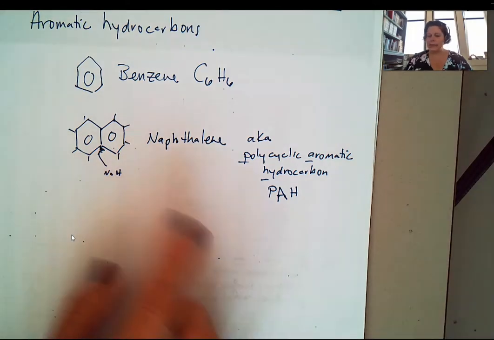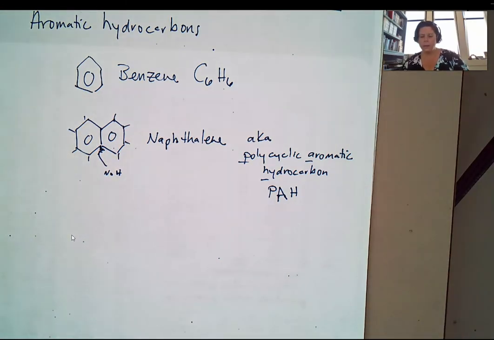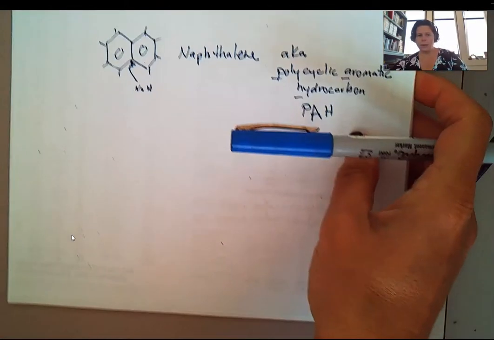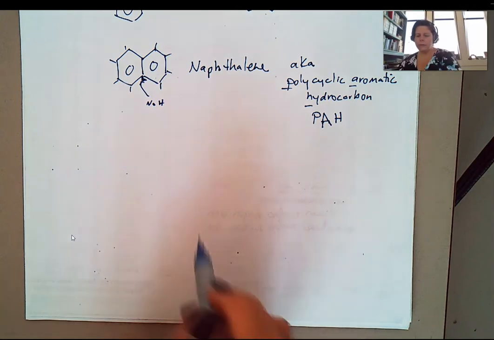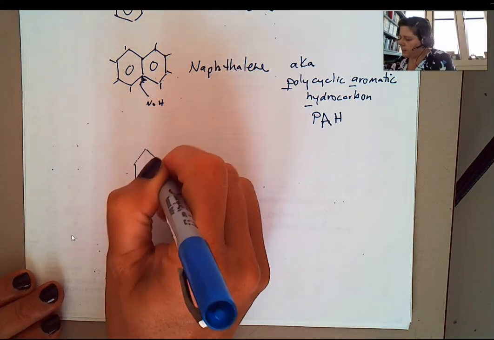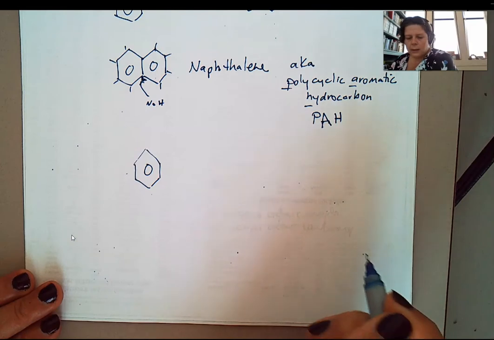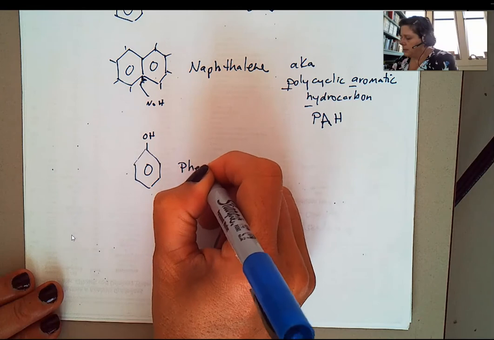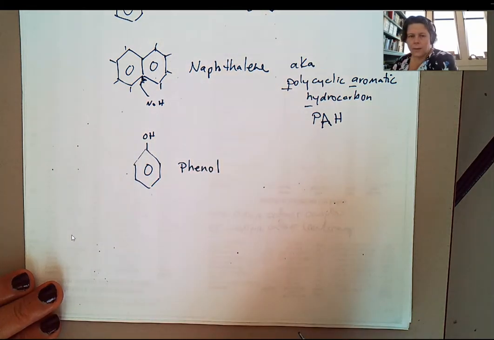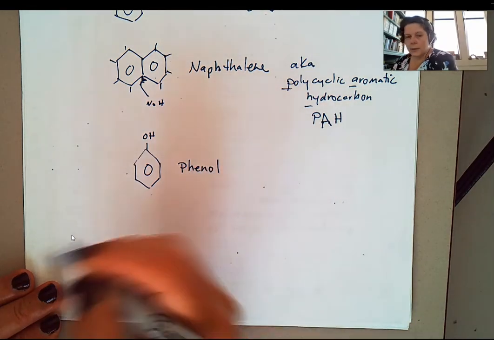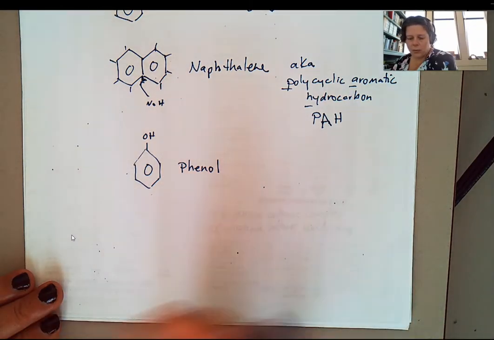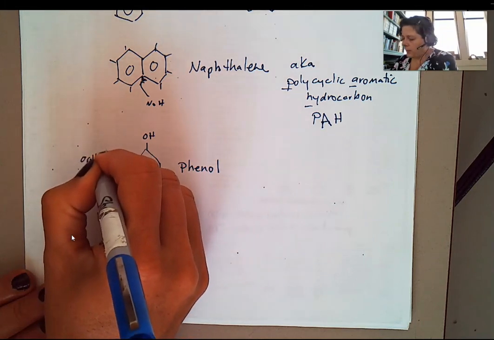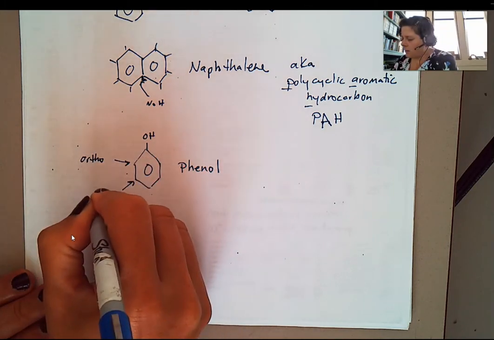Okay, so that's naphthalene. These are PAHs if they've got multiple rings, and we'll go into them more later. Then we have our benzene ring again. If we stick an OH group on here, this becomes phenol. Then if we stick on another functional group, say a methyl group, and we put it here, we call this the ortho position. This right here is the meta position.